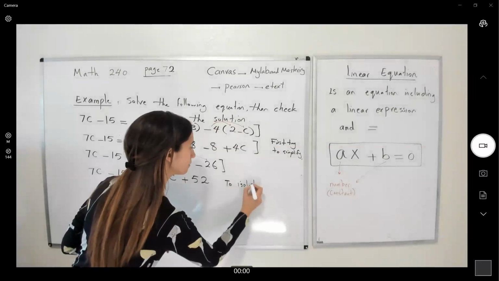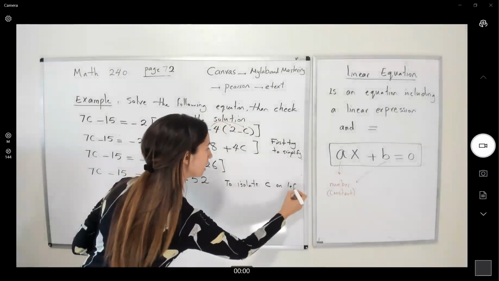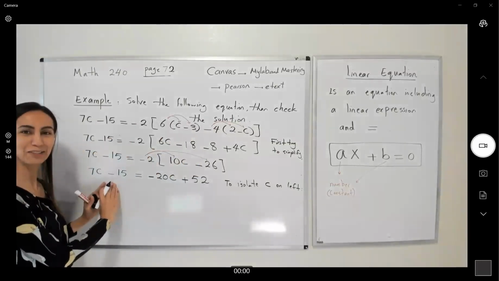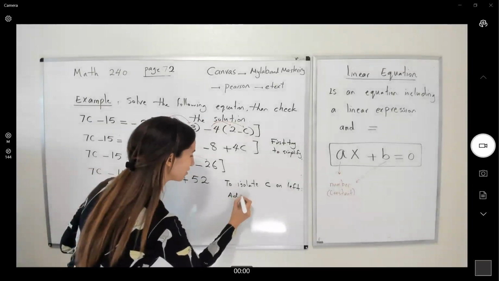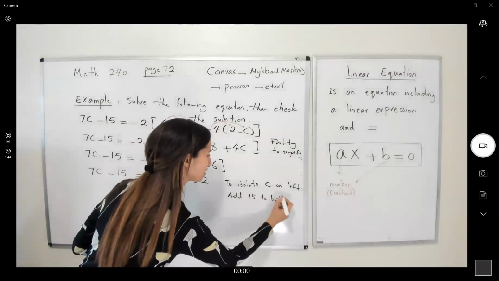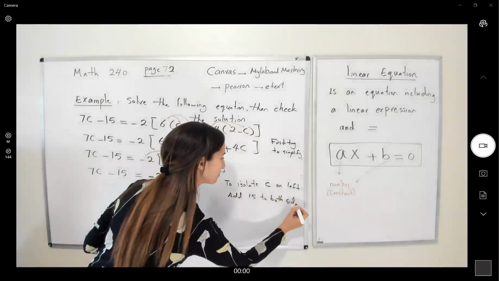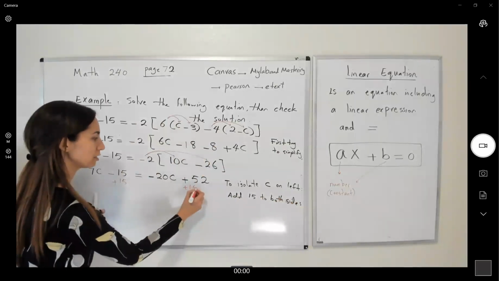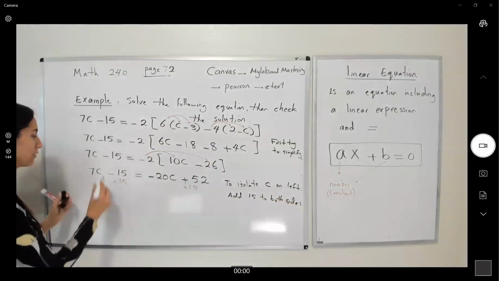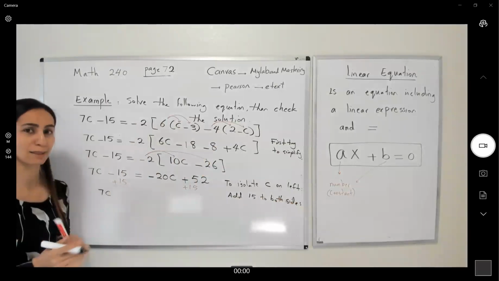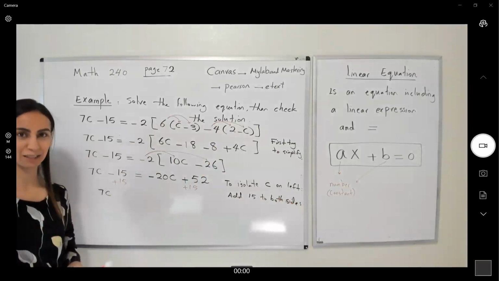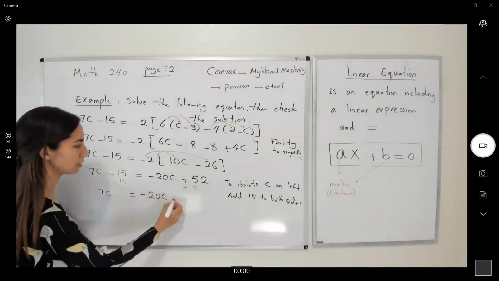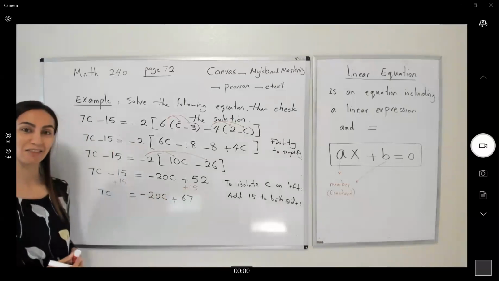To isolate c on left, you can just add 15 to both sides. Very well. 15, 15. So I'm getting 7c plus 0. We don't write 0 anymore. Let us get used to not writing 0, equals to minus 20c plus 67.